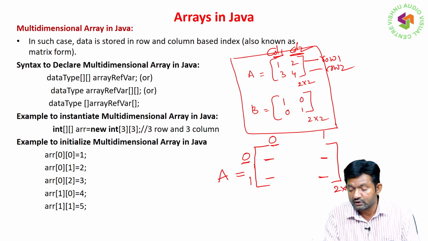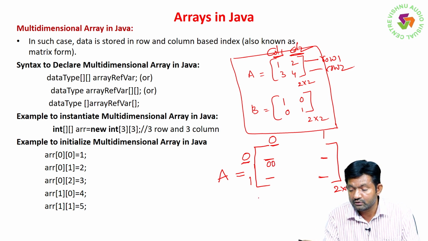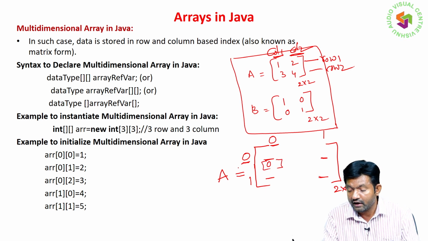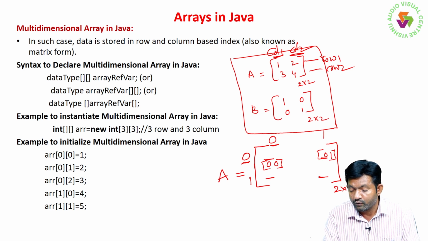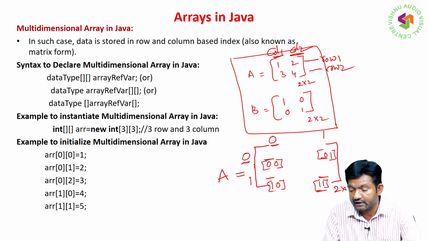0th row, 0th column. This is A of 0, 0. A of 0, 0 position. Then A of 0, 1, then 1, 0, and 1, 1. If you know this logic, matrix addition, subtraction, multiplication, or representation of any matrix is very easy.